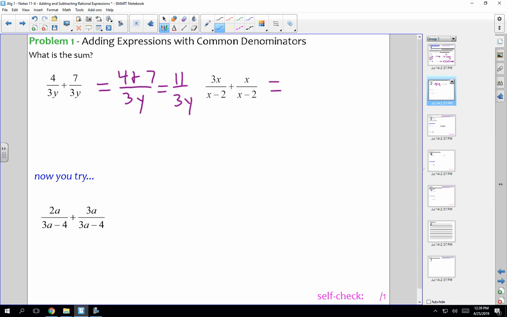Same thing here. We've got a common denominator of x minus 2. Go ahead and add 3x and x. We get 4x. And we are done at that point. There's nothing that can be simplified out. Go ahead and try on your own the next one with a common denominator. I'll put up the solution. You can check.